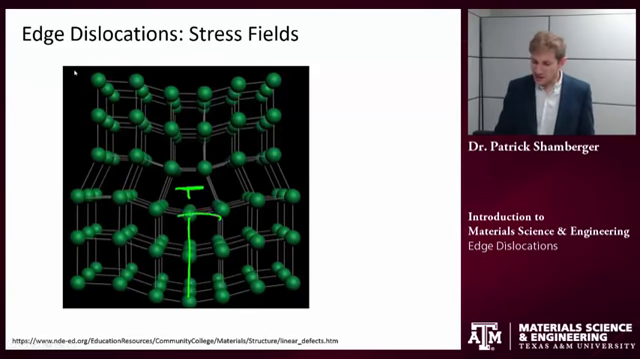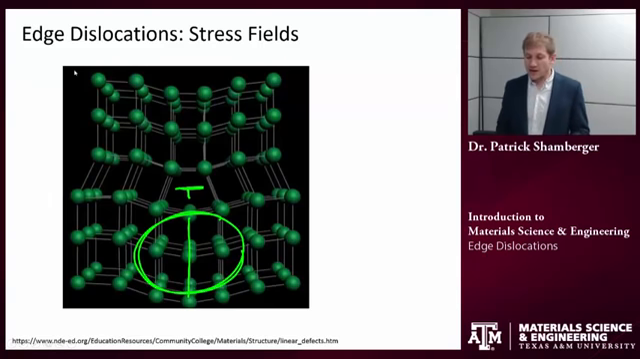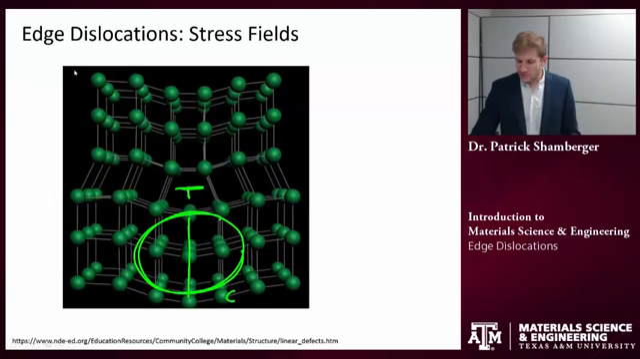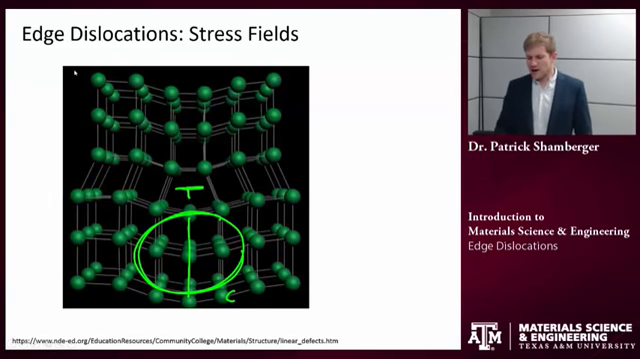The region that's on the side with the extra half a plane of atoms tends to be under compression. I'll put C for compression. And this makes sense, right? Because we've tried to squeeze more atoms into there. So all of these things are compressed together relatively tightly.